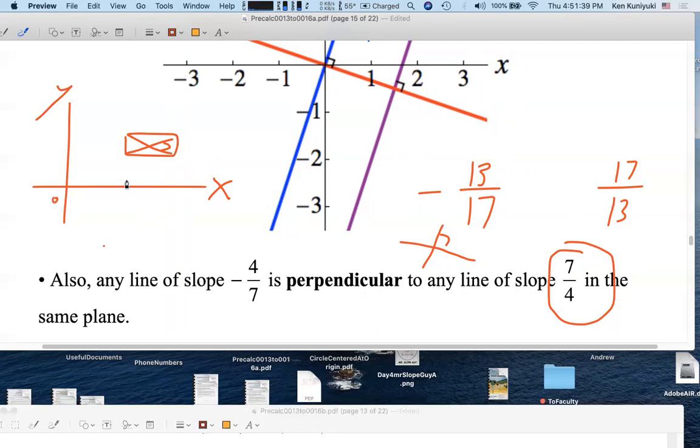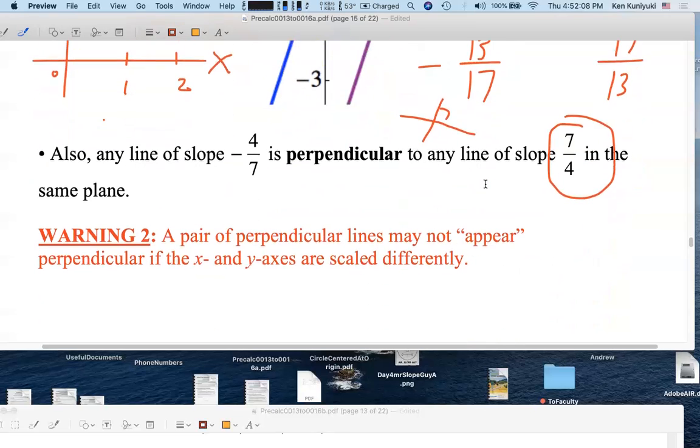0, 1, 2, 0, 1, 2. This is a square. You can't argue with me, right? 1 meter, 1 meter, 1 meter, 1 meter. That's a square. And the diagonals are perpendicular. The thing is, if you have unequal scales on the axes, then notions of congruence and perpendicularity may be lost. Your eyes won't be able to see them. All right.